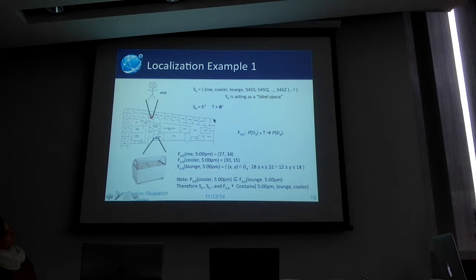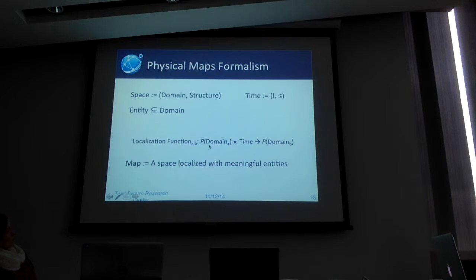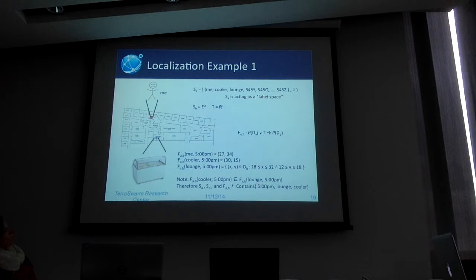So here's an example of this approach, which may seem to be overly complicated for just saying we're putting stuff at a place. But you'll see that this kind of definition is actually general and lets you do some interesting things. So getting back to our ice cream example, let's say that we start with one space, which is a set. I'm calling this a label space, which is basically a set with no structure to it. It's just a bunch of stuff. So there's me, there's the cooler, there's the lounge. There are a bunch of different rooms. Any subset of this is an entity in this label space. But we're probably not going to be interested in the union of me and the cooler. We might, but we probably won't.